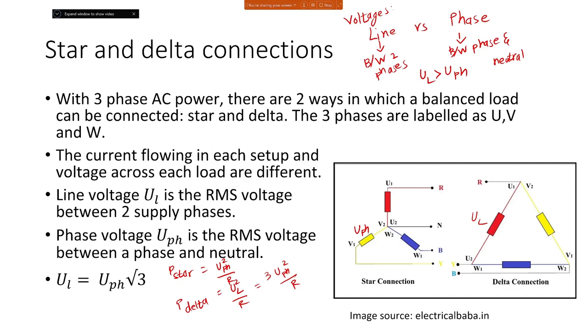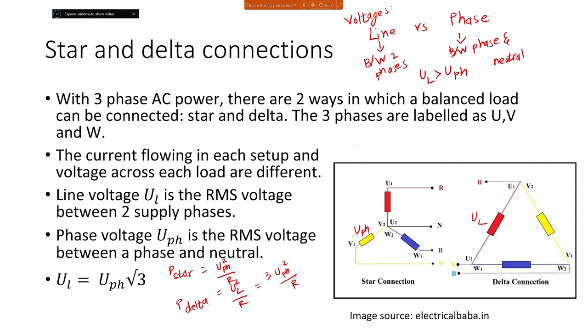Just one question, just to clear myself. This UPH is the phase voltage. Correct. And the phase voltage is between the neutral and the live. Correct. And the normal voltage, the line voltage. So there are basically two kinds of voltages, line voltage and phase voltage. Yes. And obviously there is no voltage on neutral. So yeah, voltage of neutral is zero.